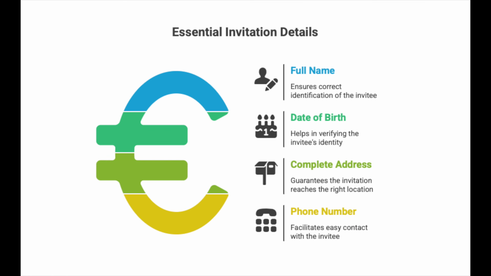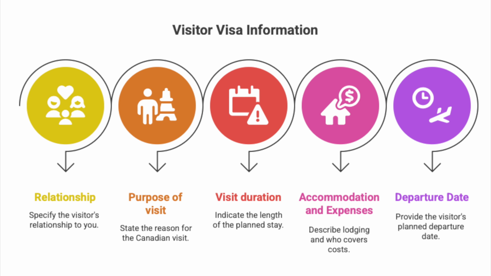What must be included in the invitation letter? According to the IRCC official website, the invitation letter should include both personal and visitor details. Details about the person being invited, your parents or relatives: full name, date of birth, complete address and phone number, relationship to you, for example father and mother, purpose of the visit, for example family visit, sightseeing, helping with childcare, duration of the visit, for example 6 months or 1 year, where they will stay and how expenses will be covered, when they plan to leave Canada.